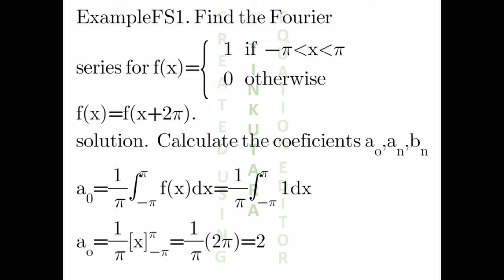Second thing, we will be calculating a naught is equal to 1 by pi integration from c to c plus 2 pi f(x) dx. An is equal to 1 by pi integration from c to c plus 2 pi f(x) into cos nx dx, and bn we calculate using the formula bn is equal to 1 by pi integration from c to c plus 2 pi f(x) into sin nx dx.